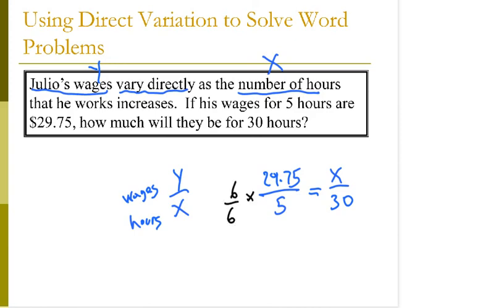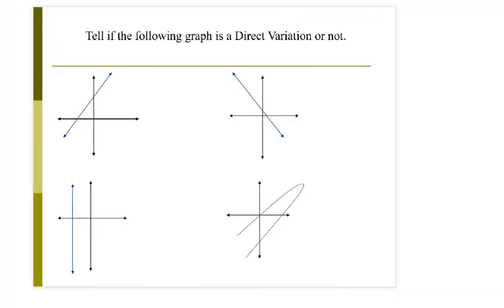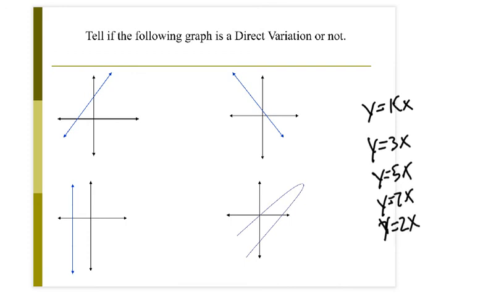So he would work 30 hours and make $178.50. So let's look at graphically what happens with a direct variation. Because we end up with a graph of y equals kx, as an example, y equals 3x, or y equals 5x, or y equals 7x, or y equals 2x, all of these have something in common. If we input 0 here for the x, what are we going to get back for the y? Well, 3 times 0 is 0. 5 times 0 is 0. 7 times 0 is 0.